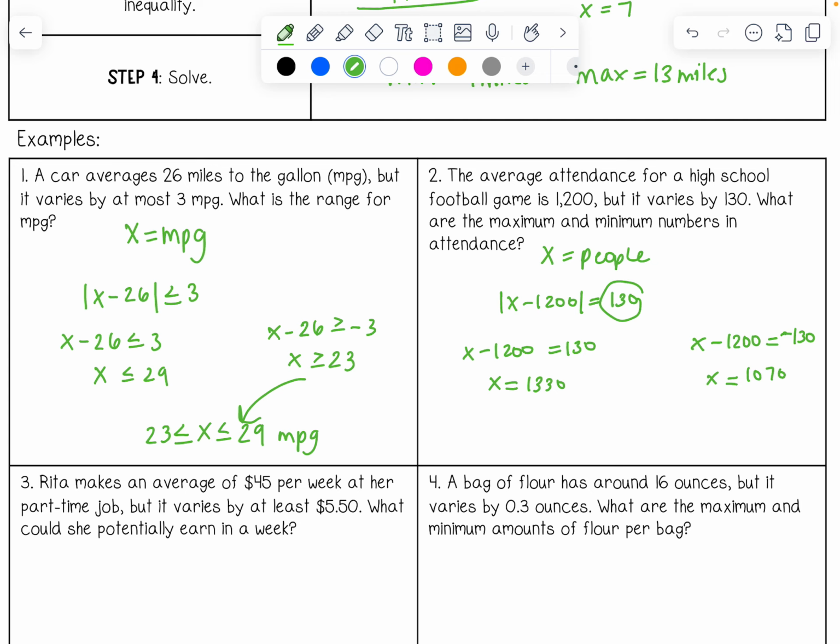So what is the maximum and minimum numbers in attendance? Well, the minimum would be 1,070 people. And the max would be 1,330 people.